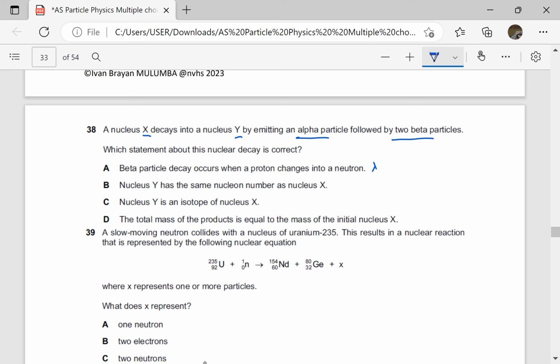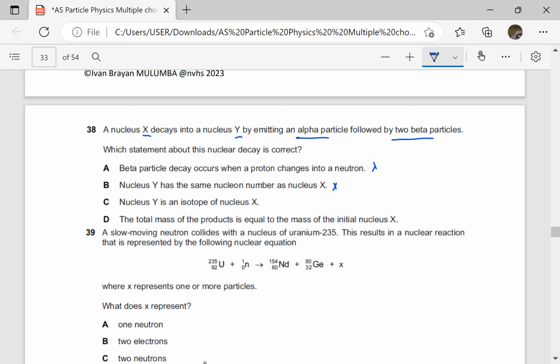Nucleus Y has the same nucleon number as nucleus X. That is not true because an alpha particle reduces the proton number by 2. Then the beta particle increases the proton number by 2. But the alpha particle reduces the number of nucleons by 4, yet the beta particles do not affect the number of nucleons, so that is wrong.